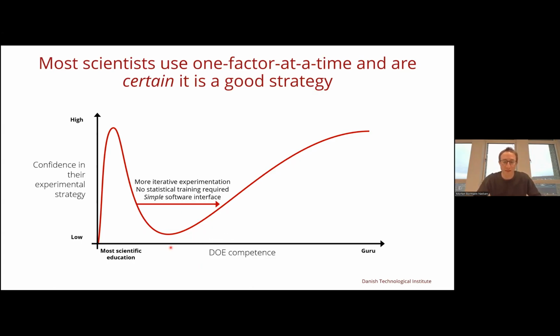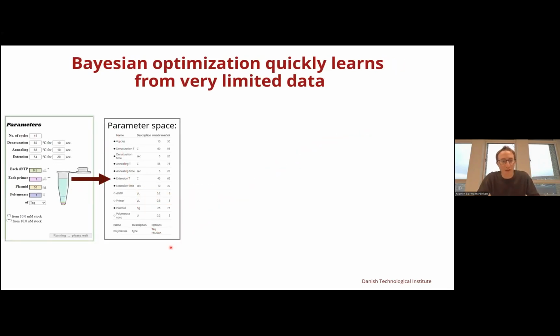And it would be nice if something existed that was able to drag these people across the valley of despair in a simple way, so they could at least get started doing something that is better than one factor at a time. And this is what Brownie B is designed to do. So let me now take the same problem and show you what Bayesian optimization would do here.